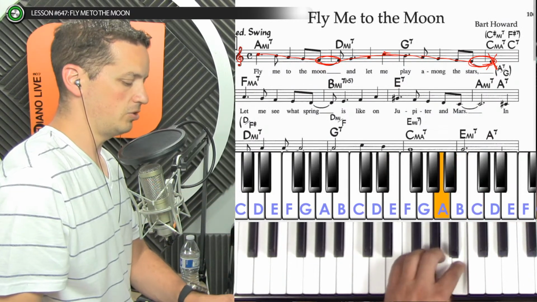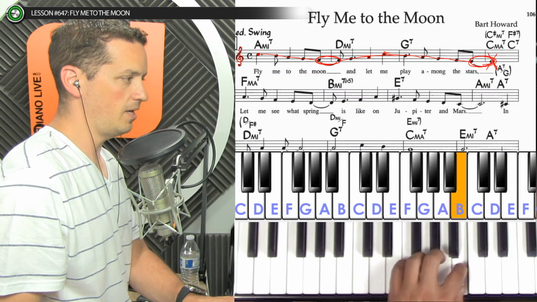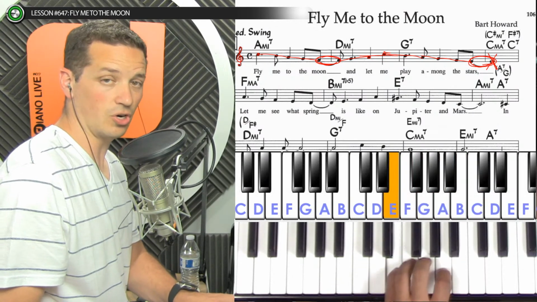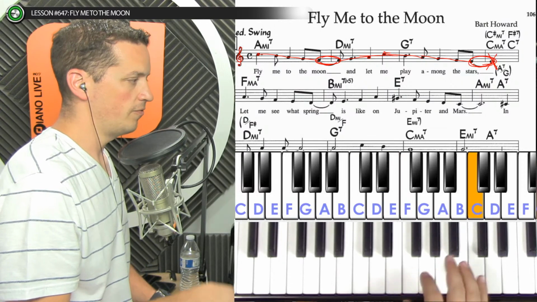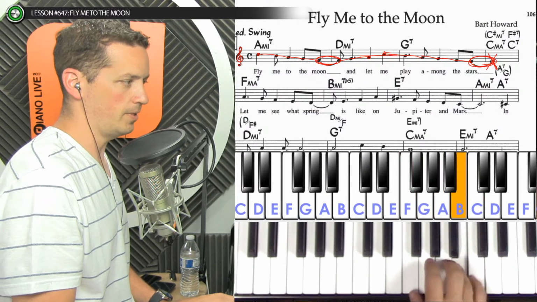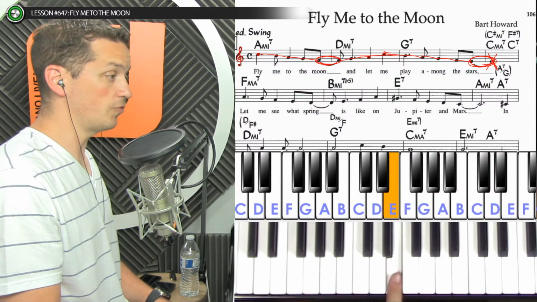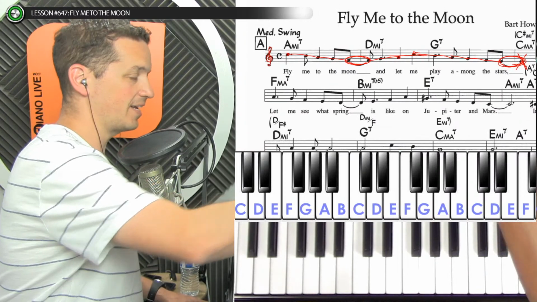Fly me to the moon and let me play among the stars. One more time. Fly me to the moon and let me play among the stars. All right, cool. So from there, we're going to skip down to the next line.